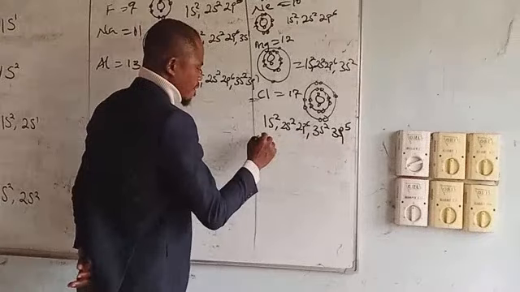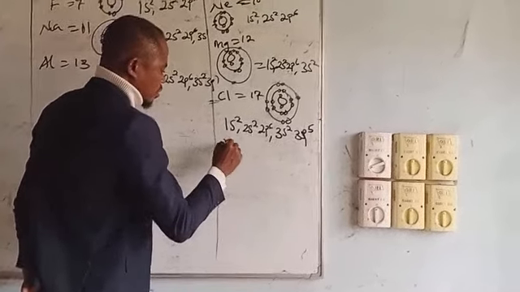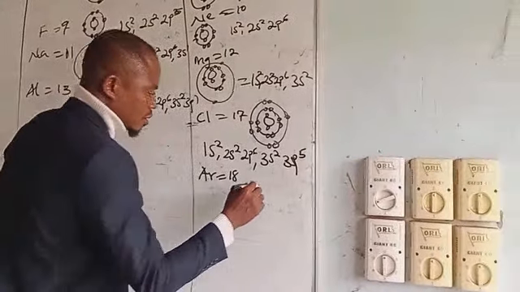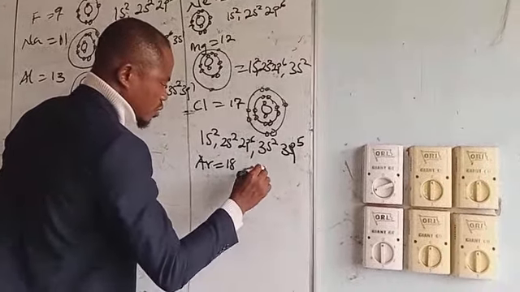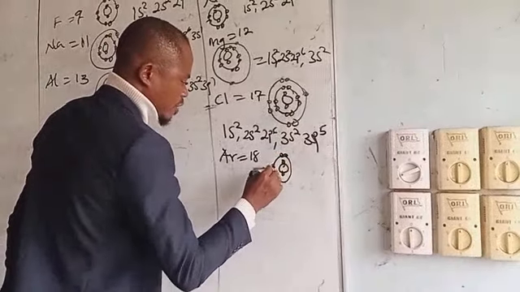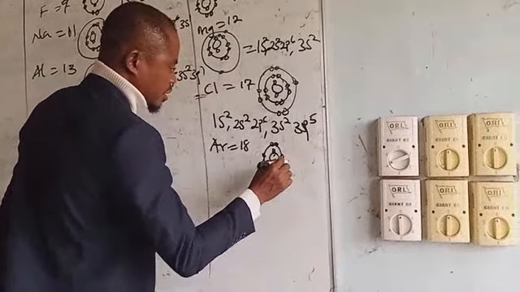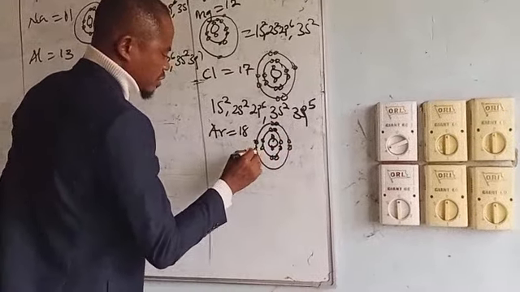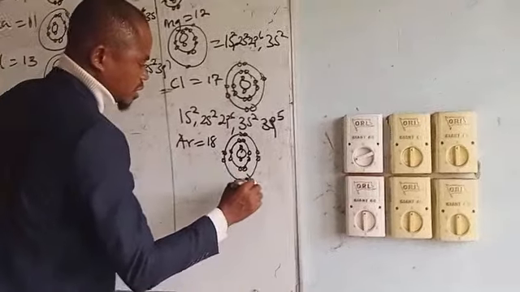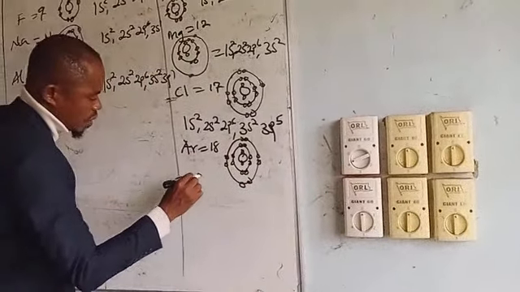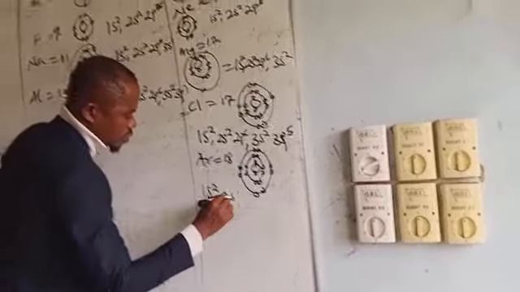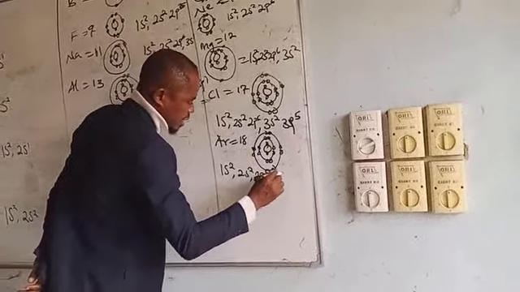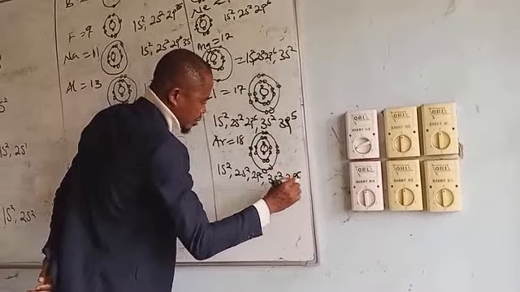We have argon, 18. 1, 2, 1, 2, 3, 4, 5, 6, 7, 8. 1, 2, 3, 4, 5, 6, 7, 8. This is argon. And here will be 1s2, 2s2, 2p6, 3s2, 3p6.